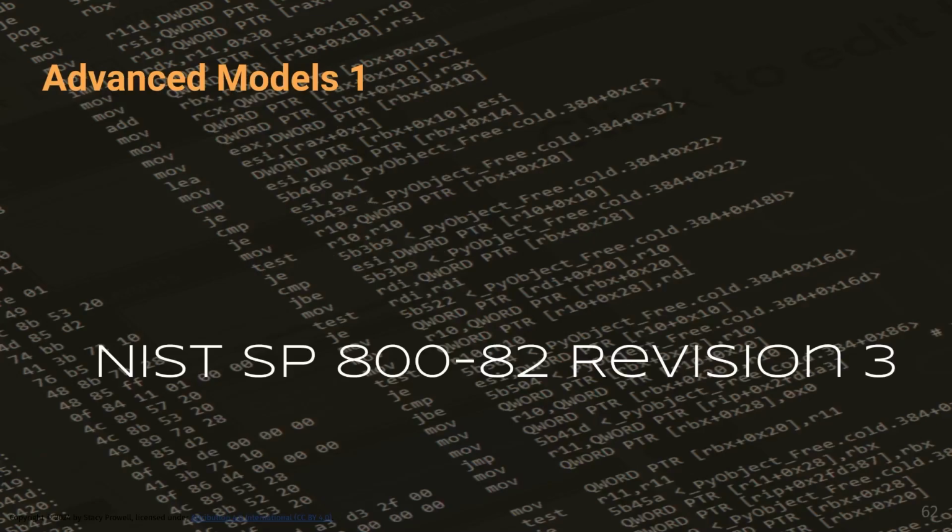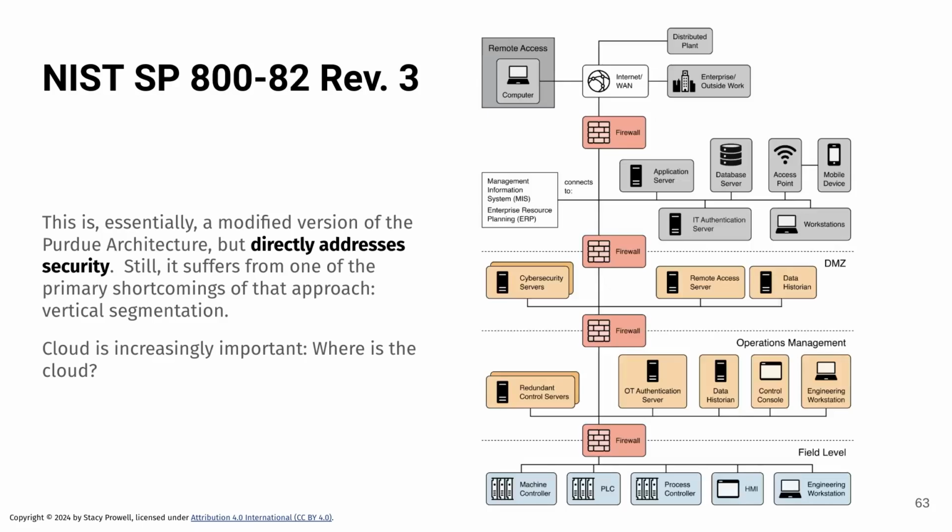So let's talk about some other models. Let's talk about NIST SP 882 and see a little bit about what's in there. This is basically a modified version of the Purdue architecture, but it directly tries to address security, and that's great. In fact, as you look at it, you'll see down here cybersecurity servers. You'll see all kinds of stuff in here, and that's wonderful. Look at this, down at the field level. There's your engineering workstation. Look how protected it is at the lowest level. But again, we're doing layers, and we're protecting each layer.